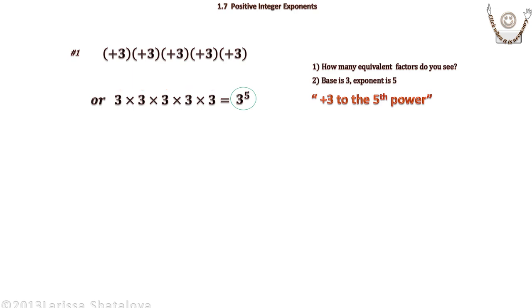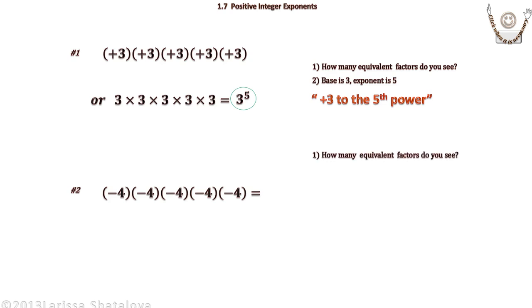Example number 2. Negative 4 times negative 4 times negative 4 times negative 4 times negative 4. Again, how many equivalent factors do you see? 1, 2, 3, 4, 5. Base is negative 4 and exponent is 5. So we can show negative 4 and exponent is 5. And because the base is negative, we must use parentheses. How to read this? Negative 4 to the 5th power.